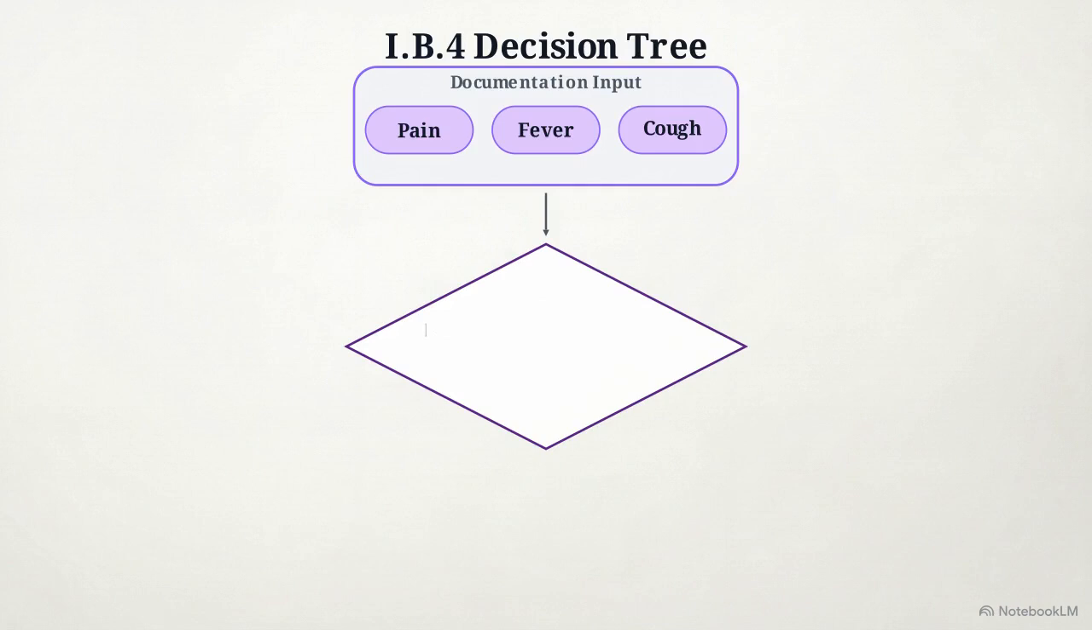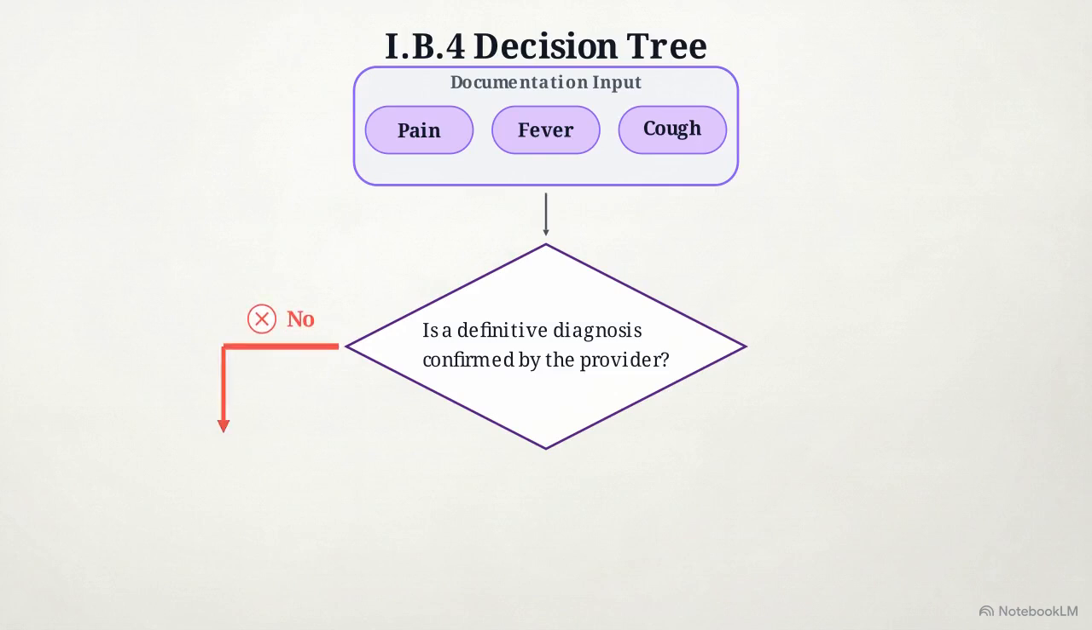This animated diagram represents the IB4 decision tree. We will use this as our mental model to process how symptoms should be coded. We start by feeding raw, undefined symptoms, like pain, fever, or a cough, into the top input box of our decision system. Those symptoms immediately drop into our first logic gate, asking the foundational question, is a definitive diagnosis confirmed by the provider? Let's follow the negative pathway first.